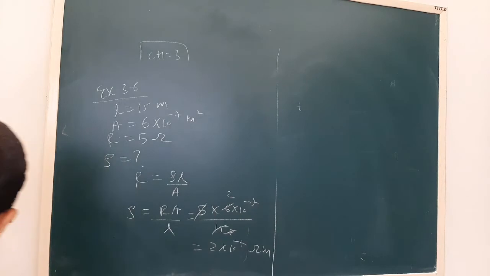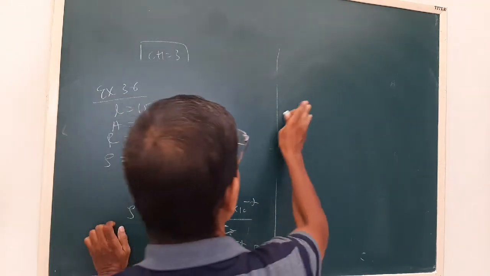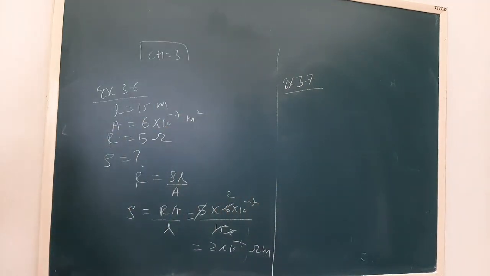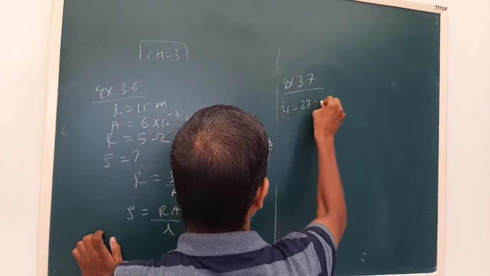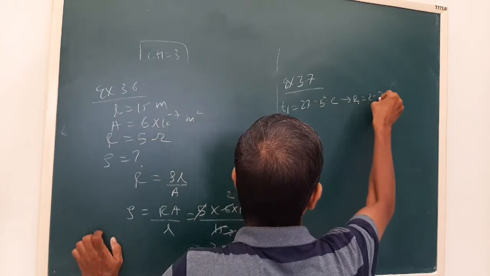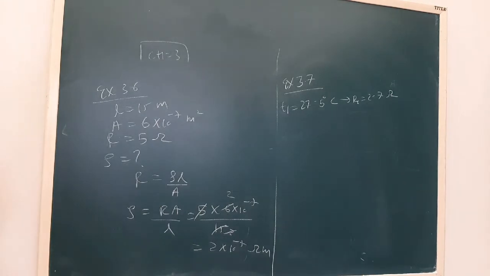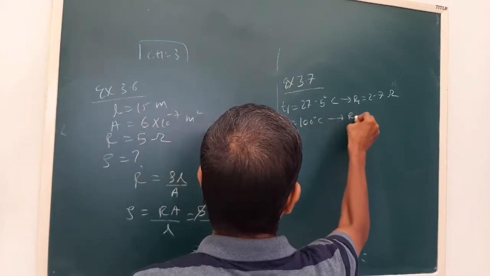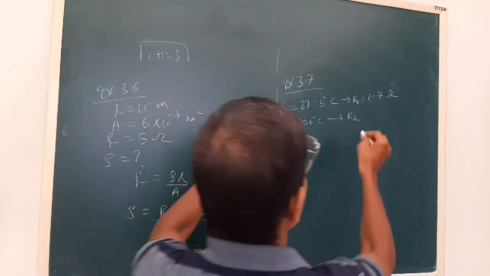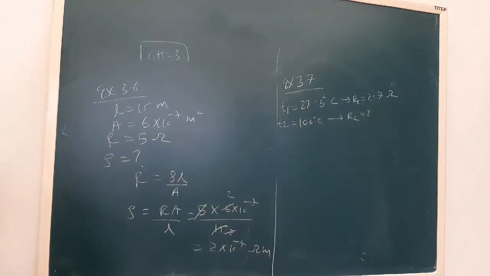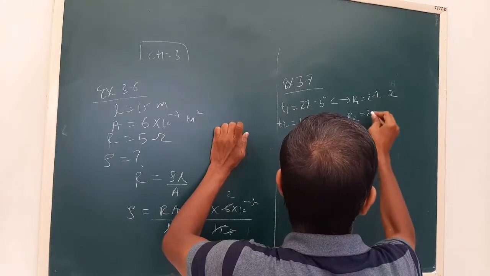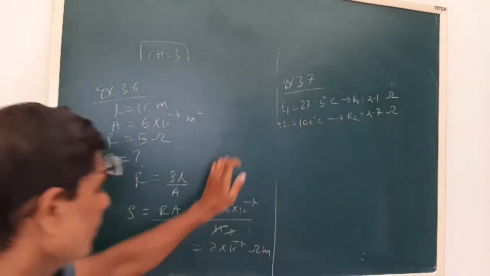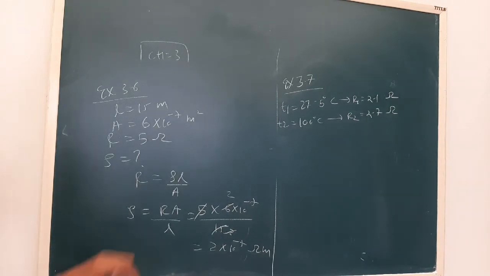Now next we have to solve exercise sum number 3.7. Now see, a silver wire has a resistance of 2.1 ohm at T1, 27.5 degrees Celsius. R1 is 2.1 ohm. And at 100 degrees Celsius, resistance is 2.7 ohm. First is 2.1, sorry. Now what we have to find out? The temperature coefficient of resistivity, alpha.